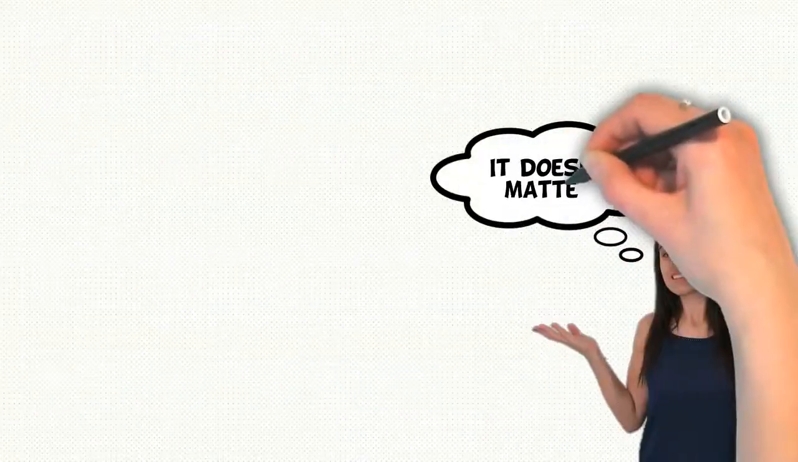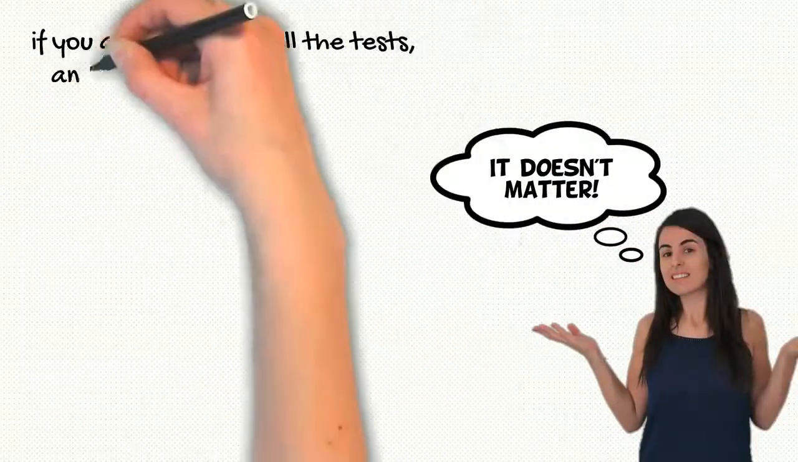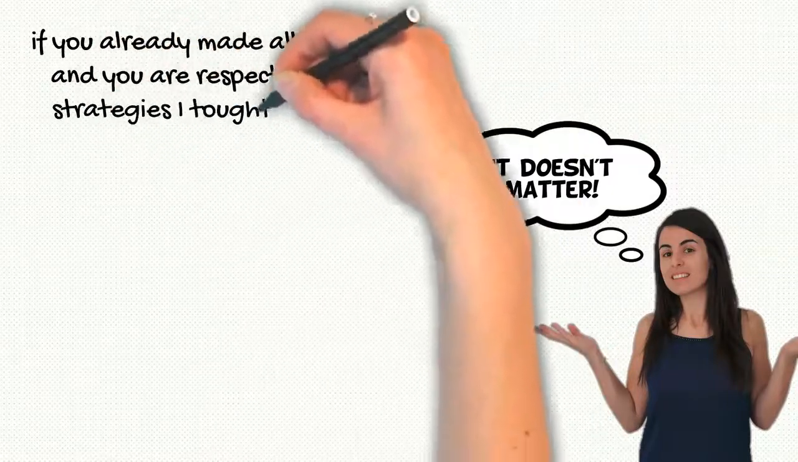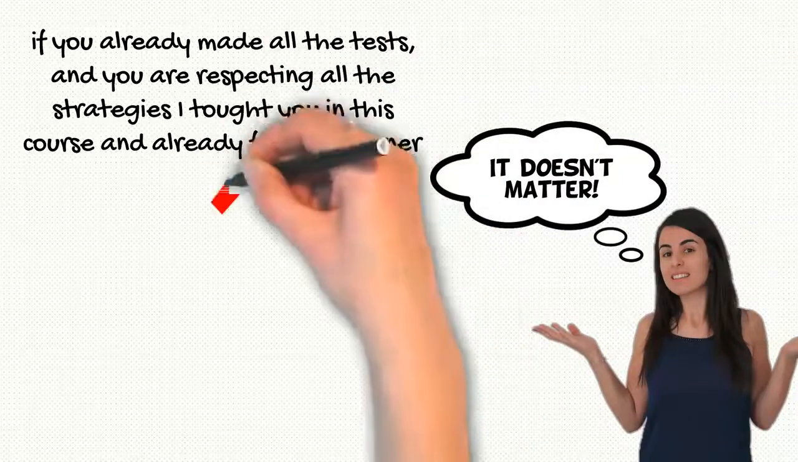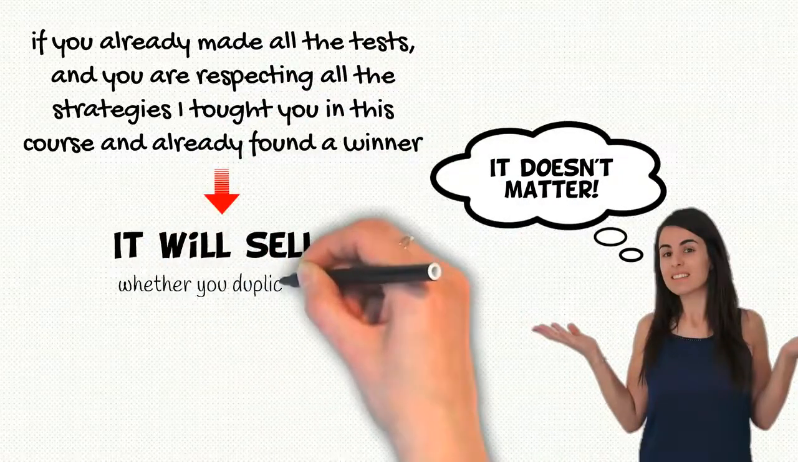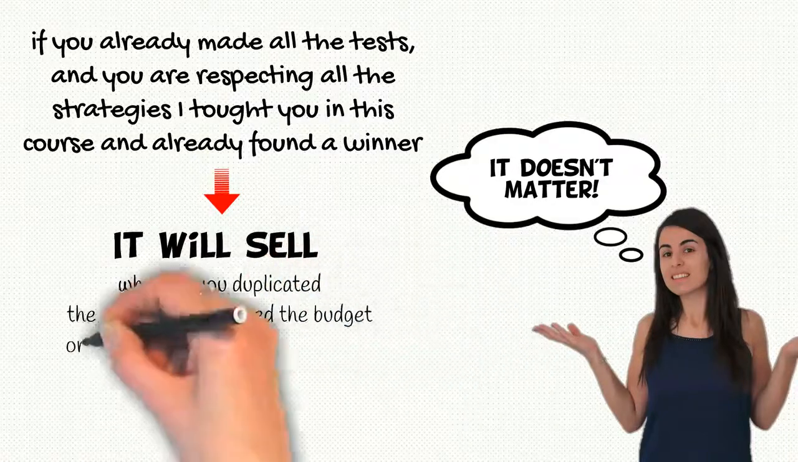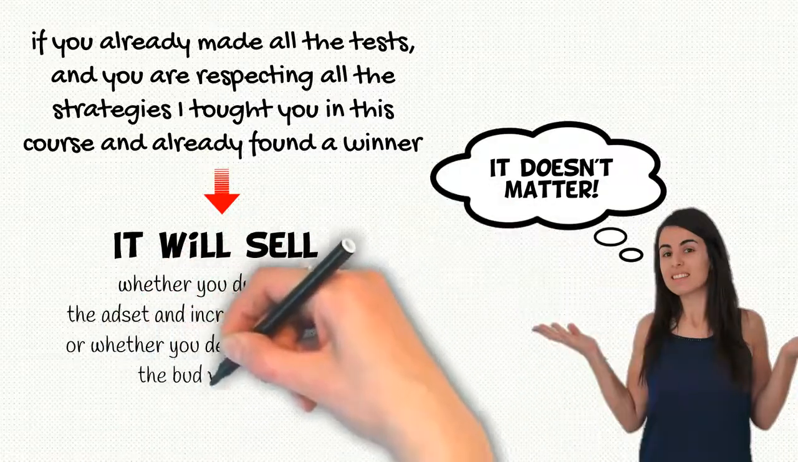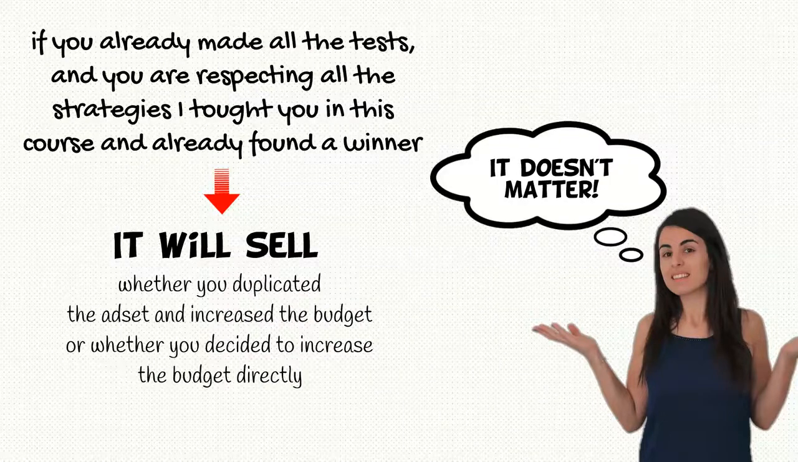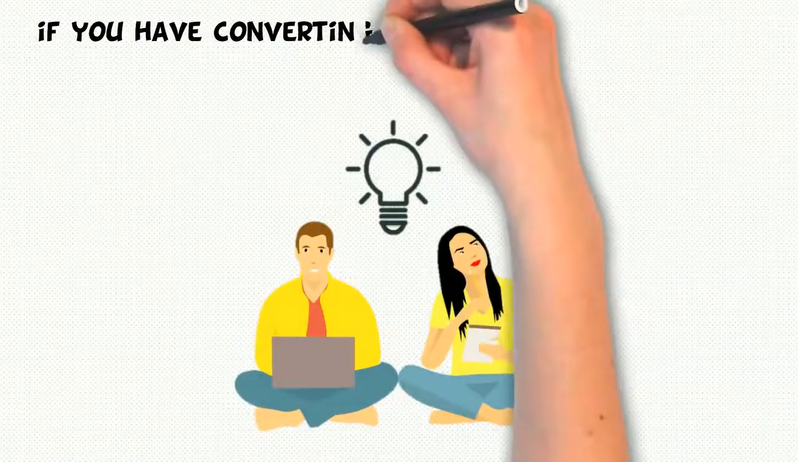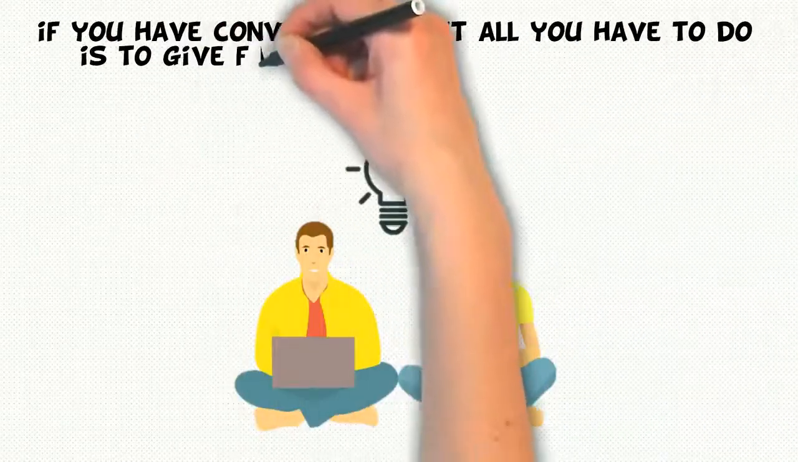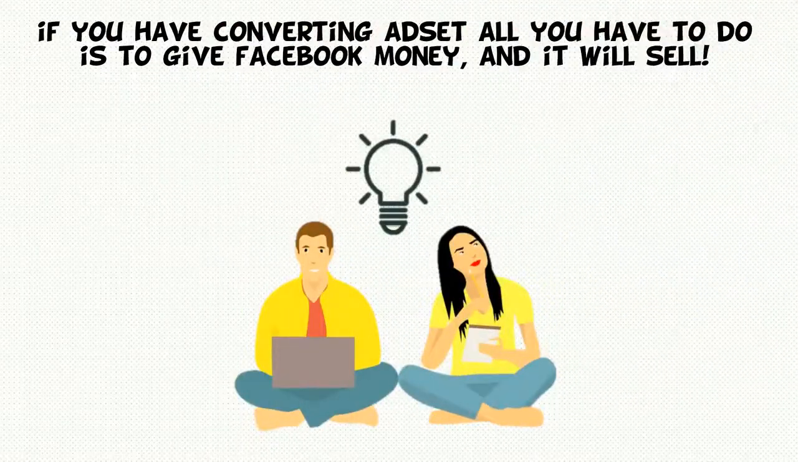For me, it doesn't matter. If you already made all the tests and you are respecting all the strategies I taught you in this course and already found a winner, it will sell whether you duplicated the ad set and increased the budget or whether you decided to increase the budget directly. You have to keep this in mind. If you have a converting ad set, all you have to do is to give Facebook money and it will sell. Don't waste your time on basic small tactics.